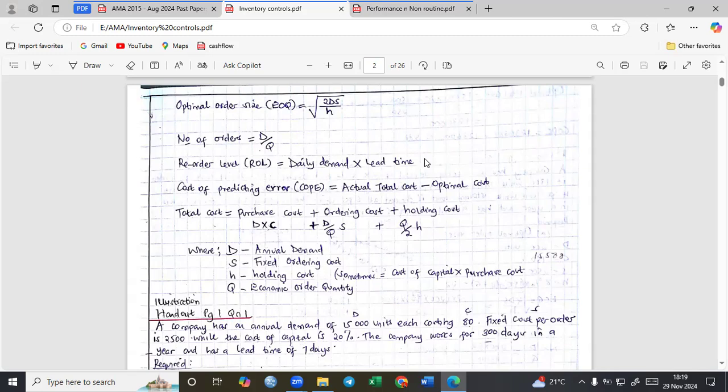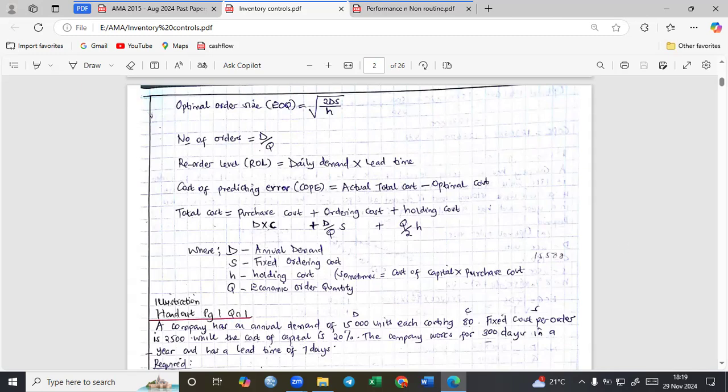Now we have the cost of predicting error, COP, which is the actual cost minus optimal cost. Then we have total cost. Total cost is equal to purchase cost plus ordering cost plus holding cost.